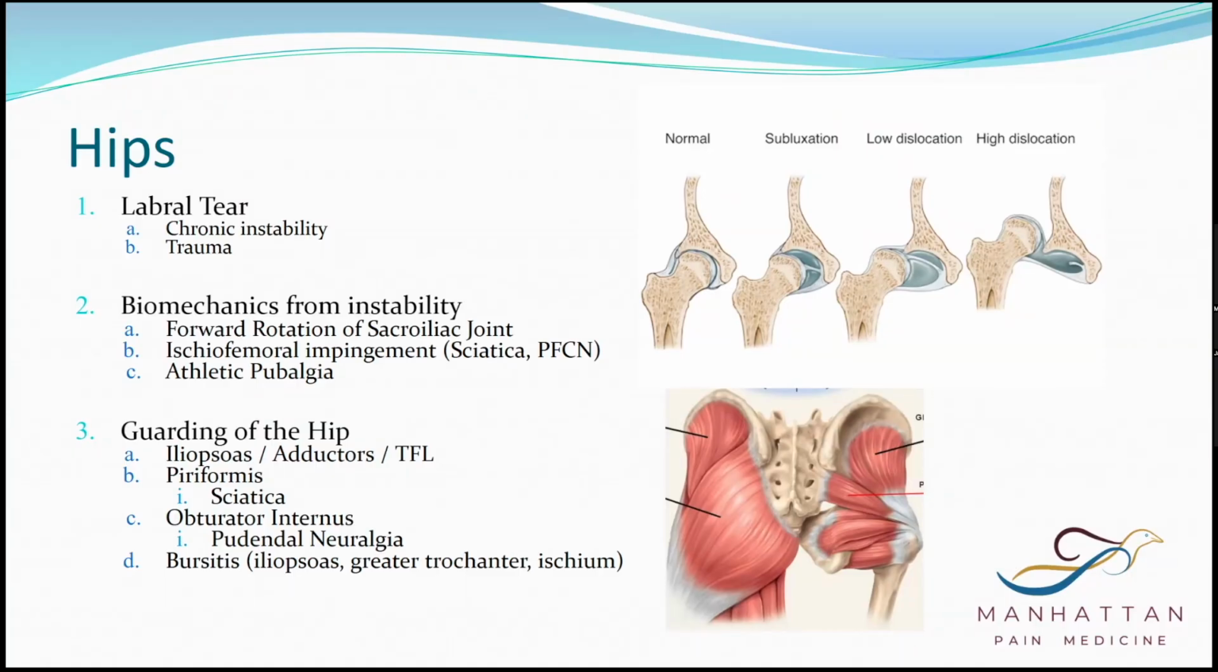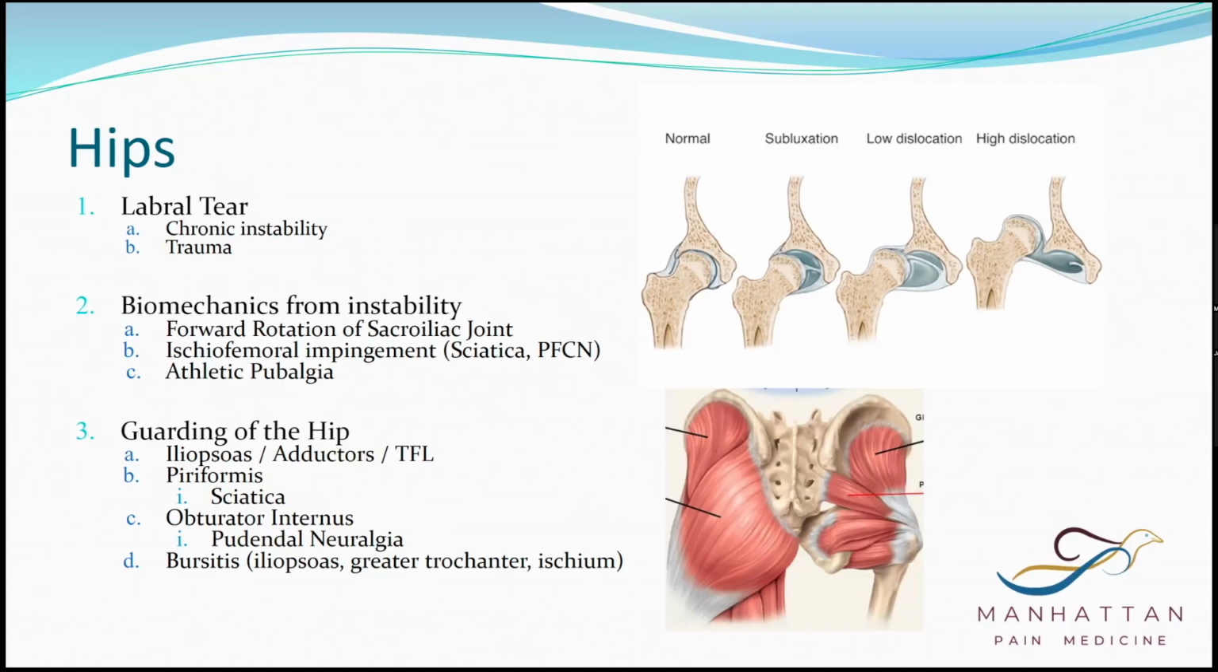So labral tears can be just from the chronic instability, just from the hip bobbing around in the socket, pulling on the labrum, bumping the labrum, irritating the labrum, or it can be from trauma with dislocation. And of course, the trauma will worsen the hypermobility.